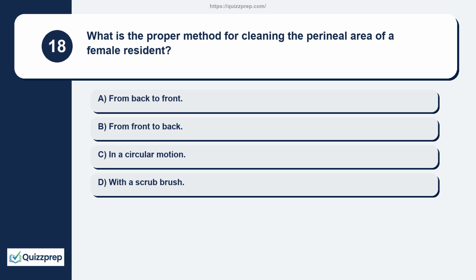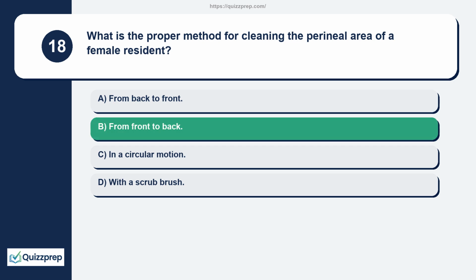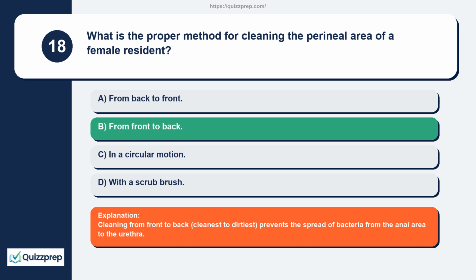Question 18. What is the proper method for cleaning the perineal area of a female resident? From back to front, from front to back, in a circular motion, with a scrub brush. Cleaning from front to back, cleanest to dirtiest, prevents the spread of bacteria from the anal area to the urethra.